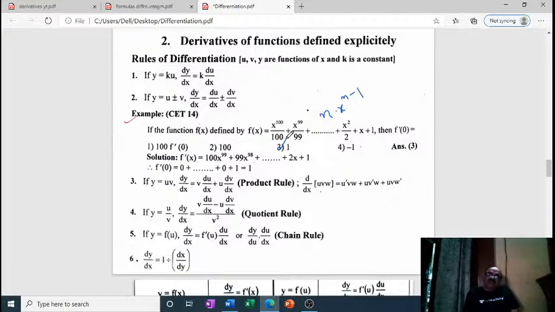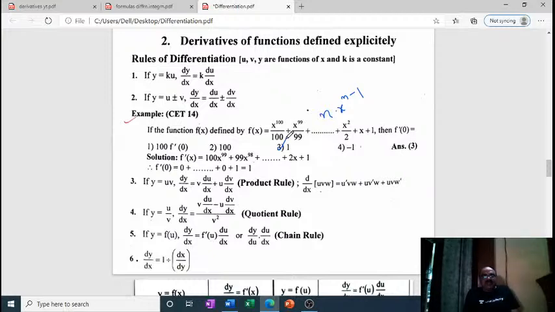Similarly, when you take three functions, first differentiation into the product of other two, second differentiation into product of first and third, and third differentiation into product of first and second. U dash into VW plus V dash into UW plus UV into W dash. This is product rule.